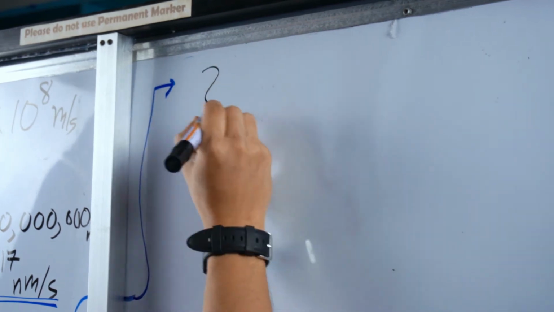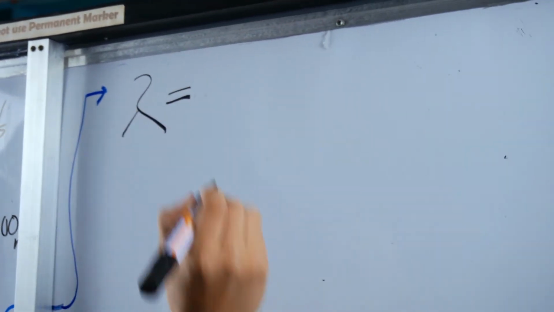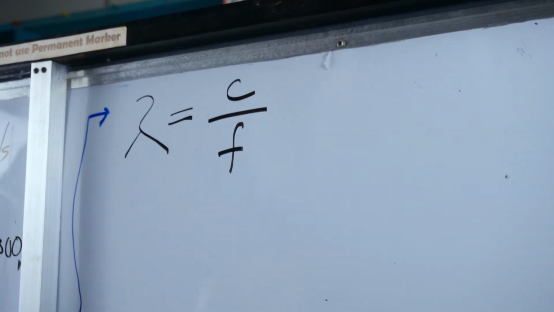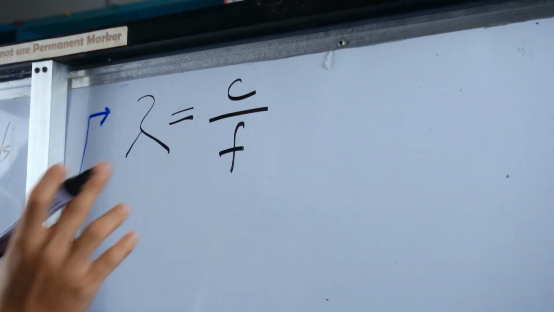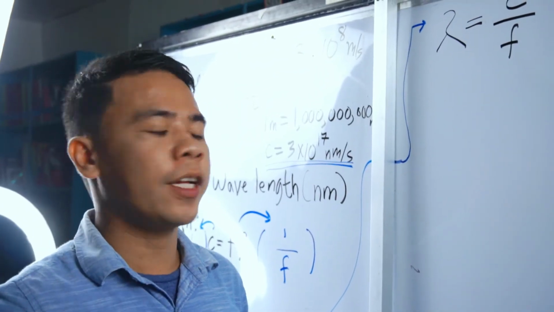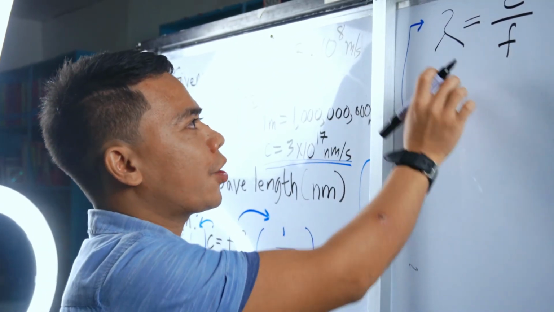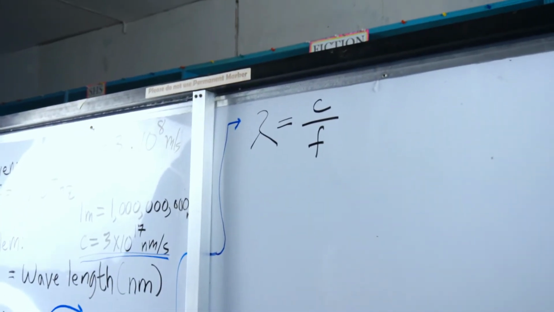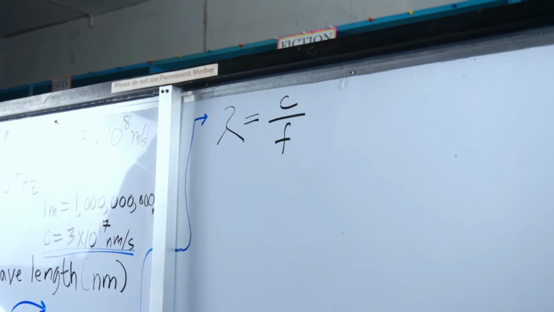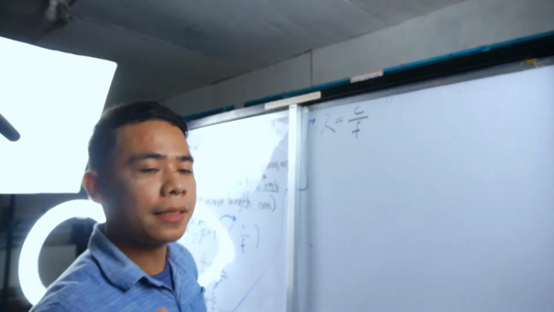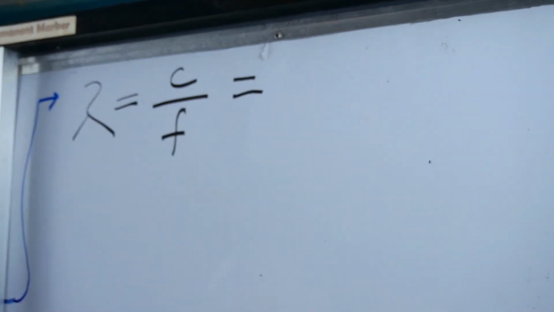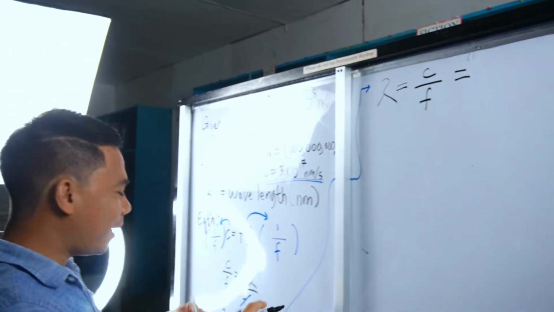Now, lambda is equal to speed of light over frequency. So again, the higher the frequency, the shorter the wavelength. They are inversely proportional. The higher the frequency, the shorter the wavelength. This was discussed in your modules. Now, we have the equation for the next step in the problem.